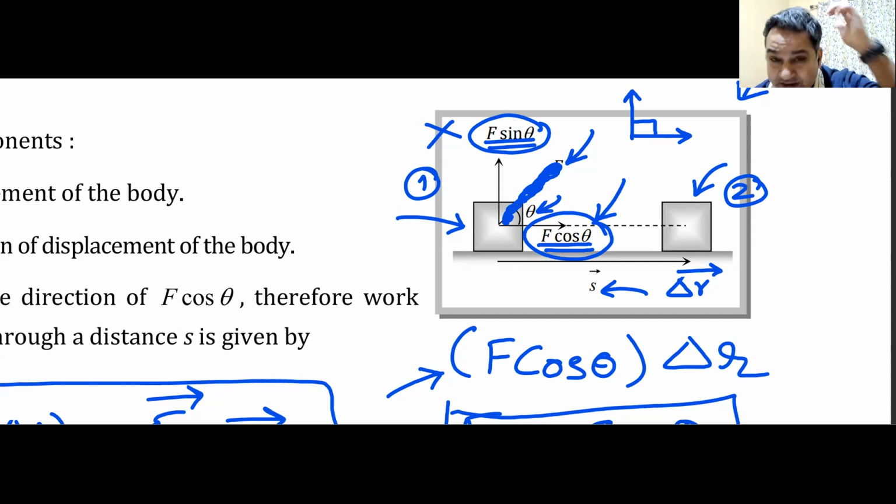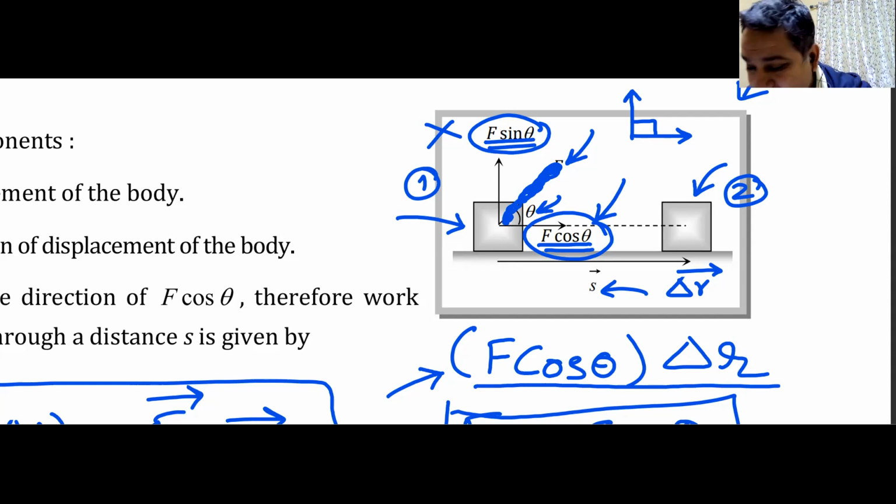Now, F cos theta is in the direction of displacement. What is the work done by this force? This is the constant force, F cos theta, multiplied by displacement, because the angle is zero since they are in the same direction, and hence you get the answer as F cos theta multiplied by delta R.